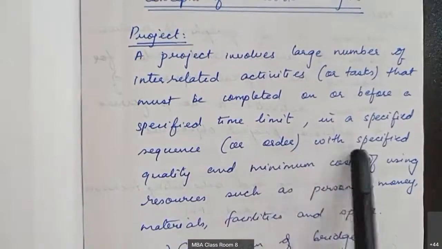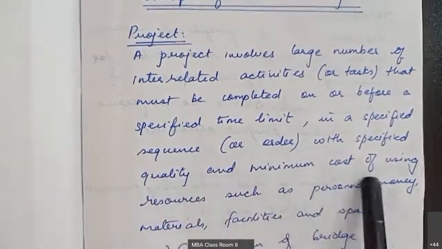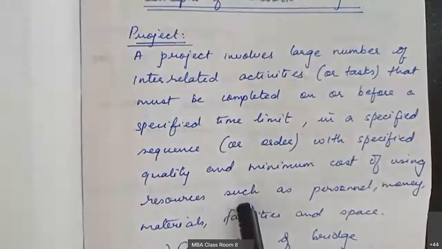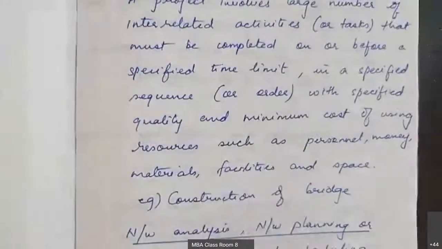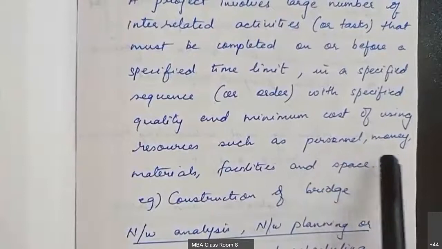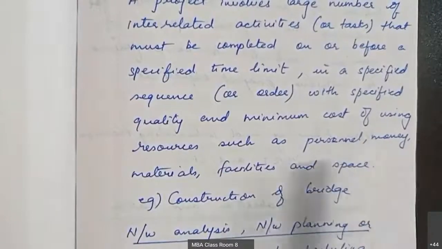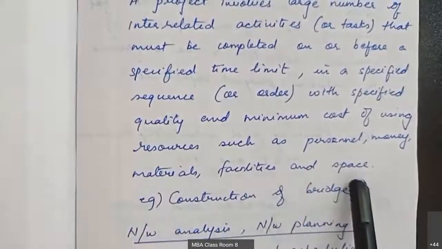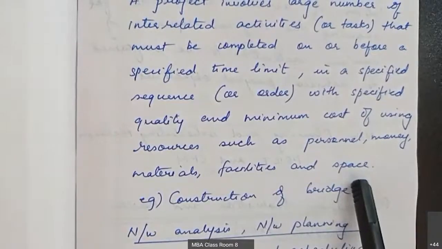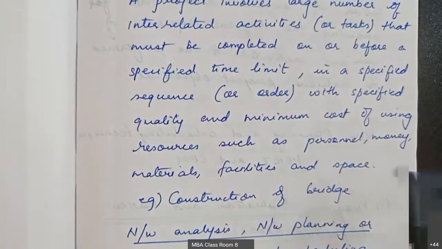The project must also be done with specified quality and minimum cost of using resources. So what are the different types of resources that we can use? That is personnel, money, materials, facilities, and space. Using all these resources properly, we have to go for the project. A project follows a specific sequence of activities that has to be followed in the same order.